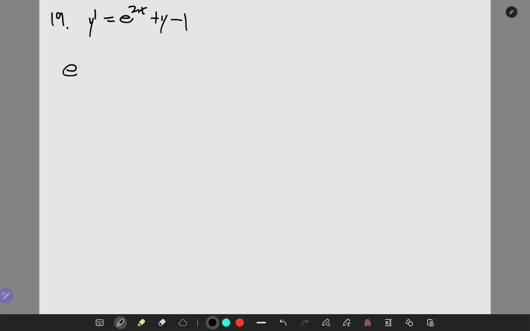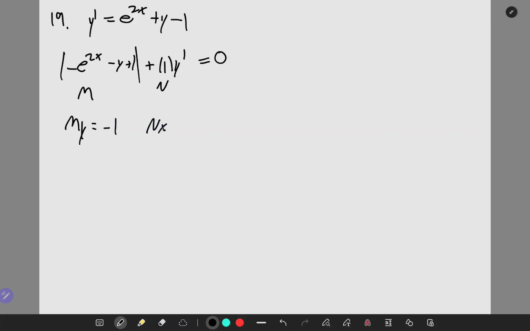So we have e to the 2x plus y. Actually, minus e to the 2x minus y plus 1 plus y prime is equal to 0. So this will be 1, I guess. So then we have our m and our n. Now, m with respect to y is 0 minus 1 plus 0. N with respect to x is 0. So it's not exact, right?